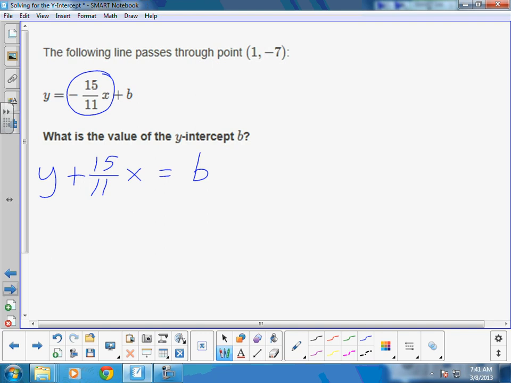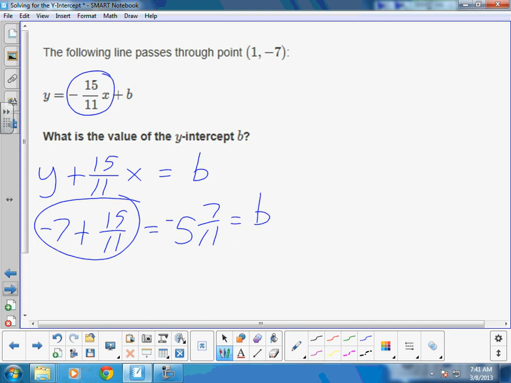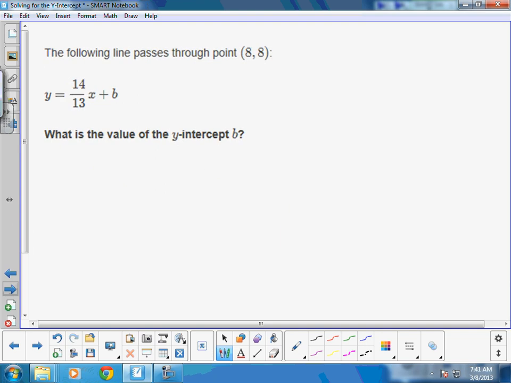I now substitute my values in. y is -7 plus 15/11 times x, and x is 1, so that will just work out to be 15/11. And my answer when I do that is 5 7/11. Again, just do this on your calculator. That is a negative 5 7/11, and that is equal to b. So b is equal to a negative 5 7/11. Again, don't be afraid to use your calculator. Let's look at the next problem.